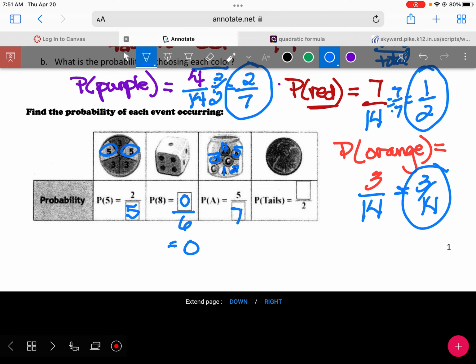The probability of getting tails for this coin is going to be what? 1 out of 2. 1 out of the 2 sides. Any questions on that page? All right, let's flip to the next page. So far, so good, right?